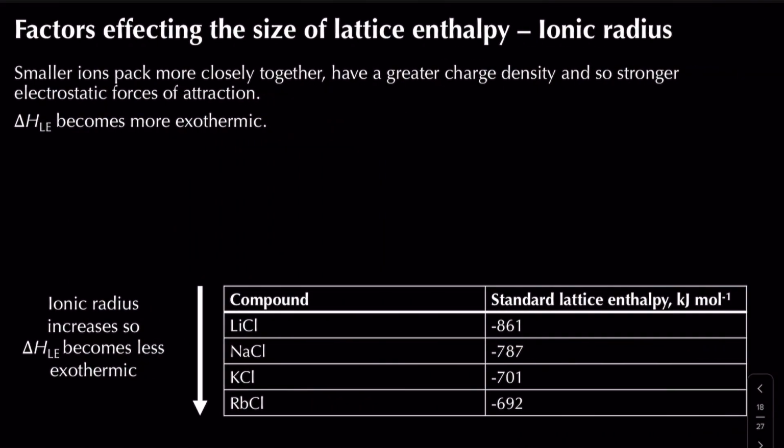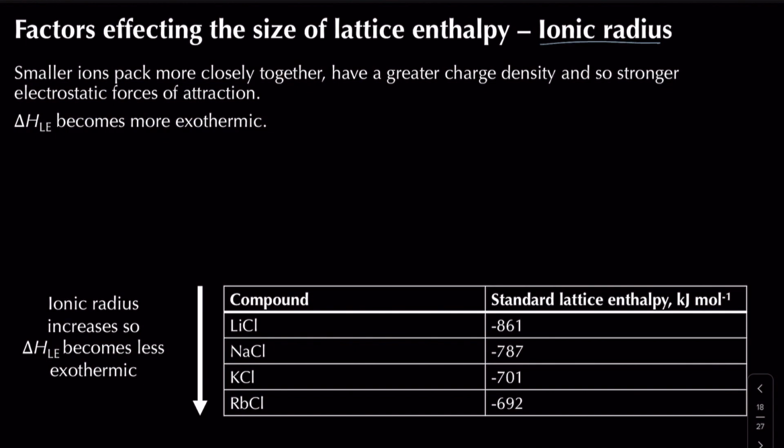So moving on, the first factor that affects lattice enthalpy is ionic radius. What we can say is that smaller ions can pack more closely together, they've got a greater charge density, and so we've got stronger electrostatic forces of attraction.